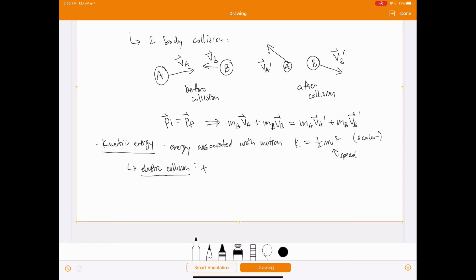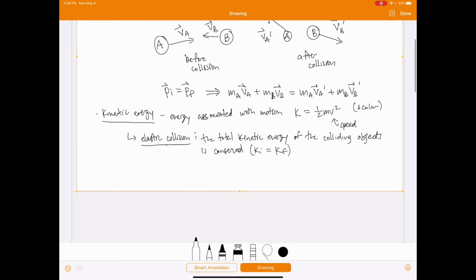That's a collision where the total kinetic energy of the colliding objects is conserved. So they have just as much kinetic energy before they hit as after they hit. So what we can say is K initial is equal to K final, but make sure that when you actually use this idea, you're accounting for the kinetic energy of both objects. We're talking about the total kinetic energy.